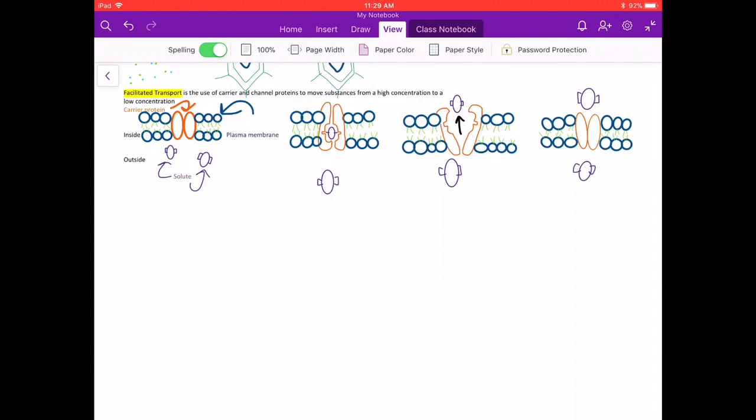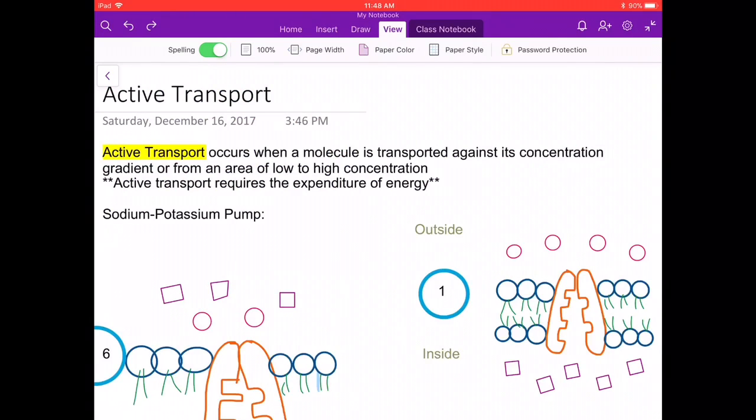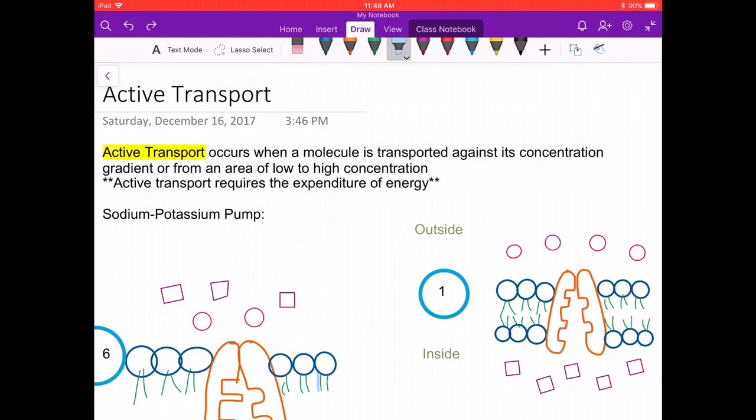Now on to active transport. Active transport is the process of transporting a molecule against its concentration gradient, or from areas of low concentration to areas of high concentration. Unlike passive transport, active transport requires energy. This energy is typically ATP.